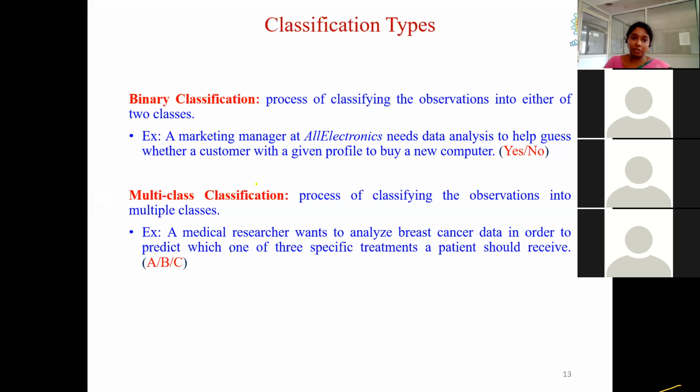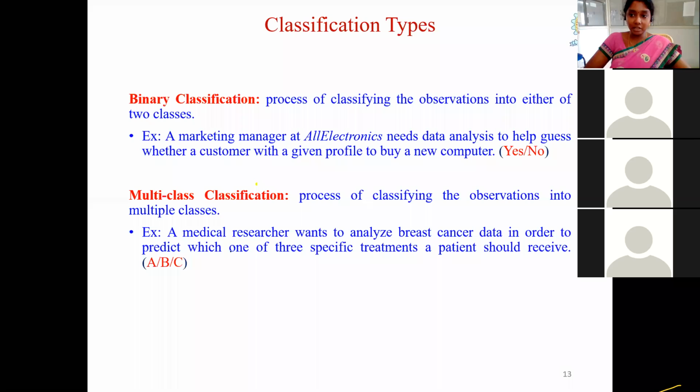Coming to binary classification, I think it is already familiar. You know what is meant by a binary dataset, binary class dataset and multi-class dataset. If the classifier's task is to classify the observation among two labels, if there are only two labels, then it is binary class classification. The process of classifying the observations into either of two classes is binary class classification. Whereas multi-class classification is the process of classifying the observation into multiple classes. We are already familiar with this, right?